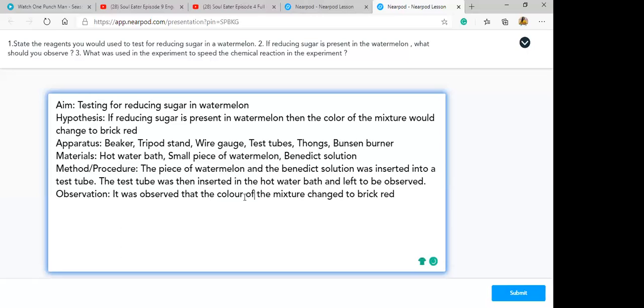Just to red. Sorry, tell me if anything's wrong there. It was observed the color of the mixture changed to brick red. Alright. That's it. Okay. So conclusion now.